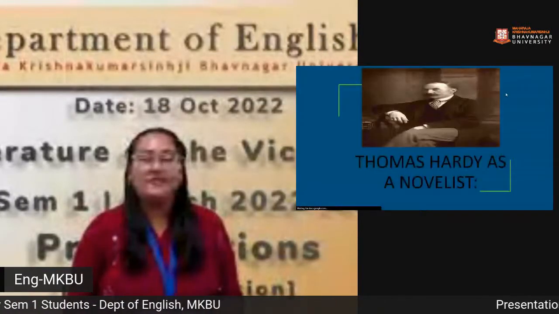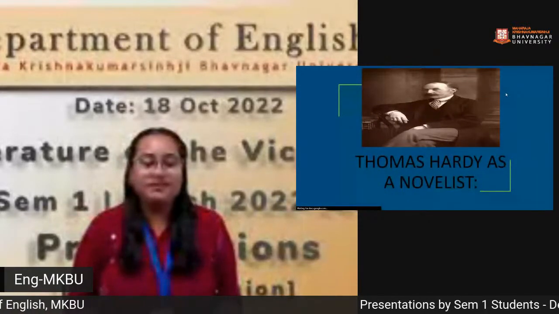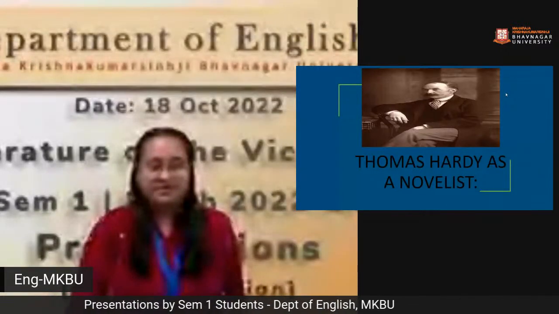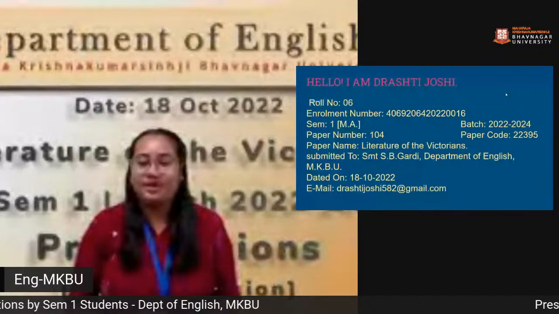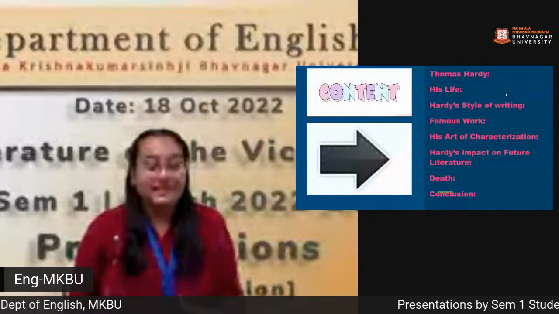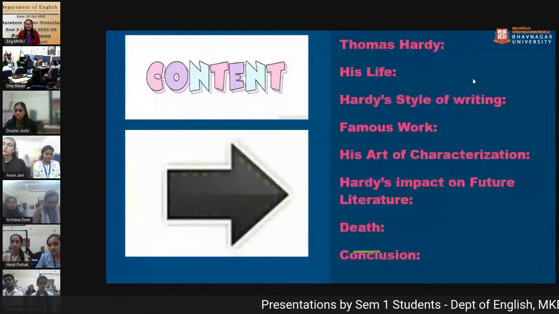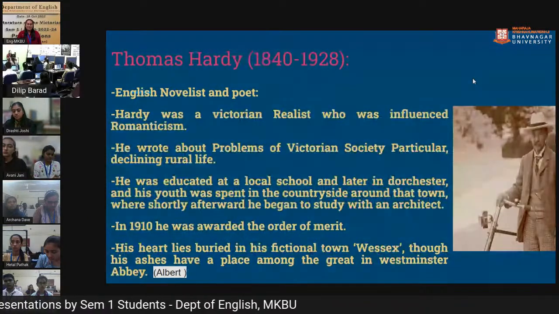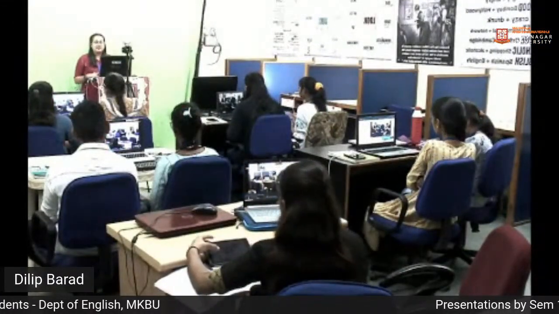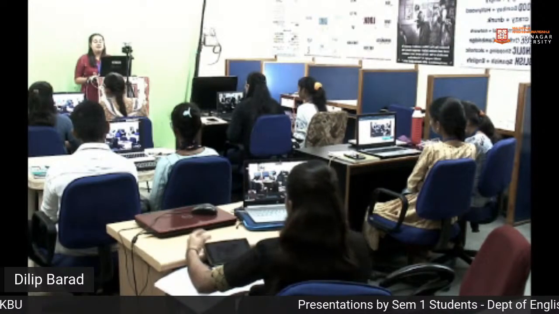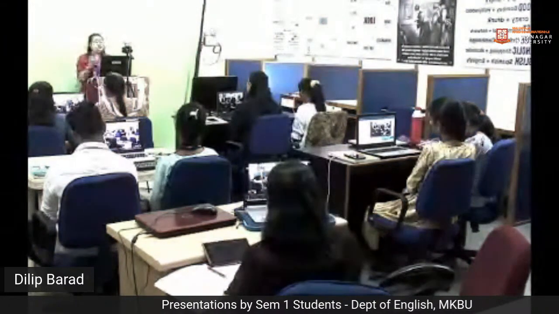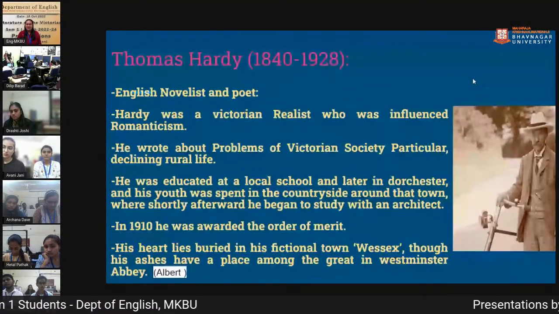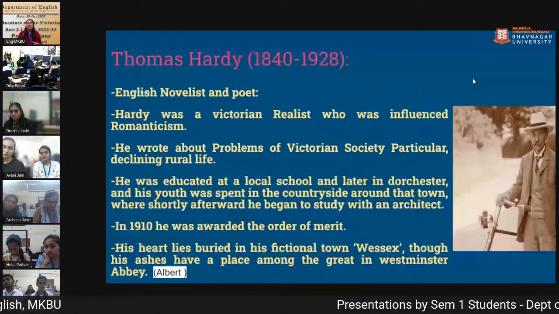Presentation of the Victorian age. I'm going to present about Thomas Hardy, and my name is Drashti Joshi. So let's start. This is my personal information. Content: Thomas Hardy, his life, Hardy's style of writing, famous work, his art of characterization, conclusion. Thomas Hardy, born in 1840 and died in 1928, was an English novelist and poet. Hardy was a Victorian realist who was influenced by Romanticism, and he wrote about the problems of Victorian society, particularly the declining rural life.